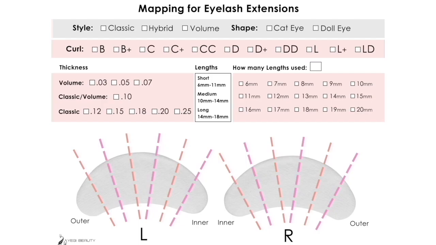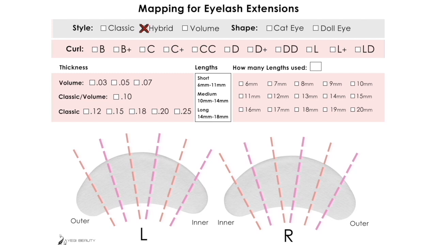This is how we're gonna go ahead and map out or design the eyelash look that our client wanted based on the consultation we did. So our client said she wanted hybrid, so I'm gonna go ahead and check off hybrid. Next thing, she said she wants it really curly.